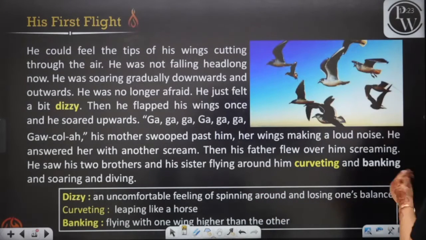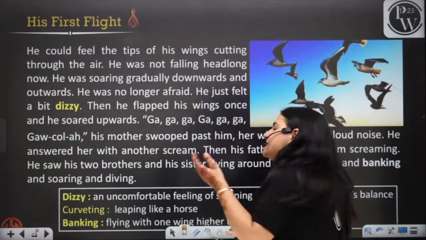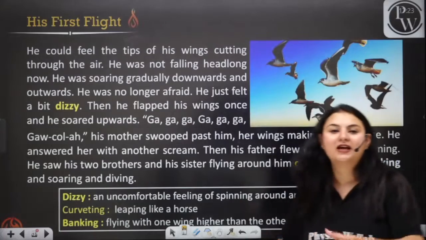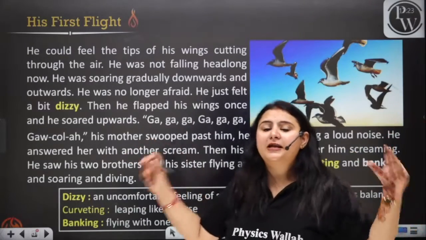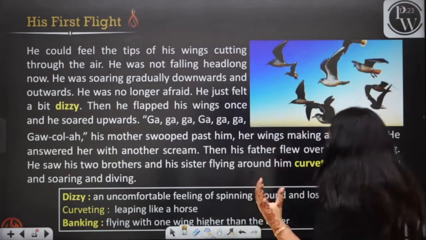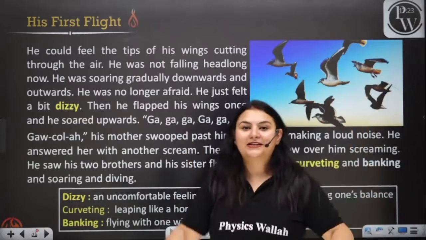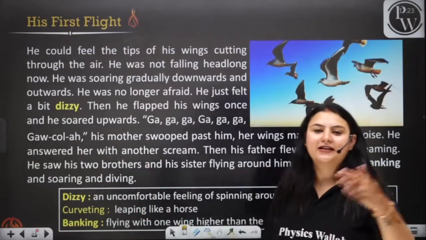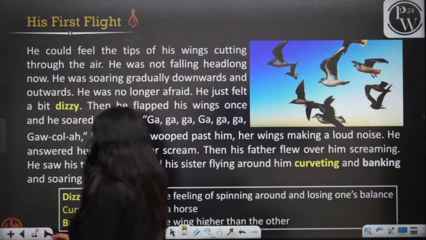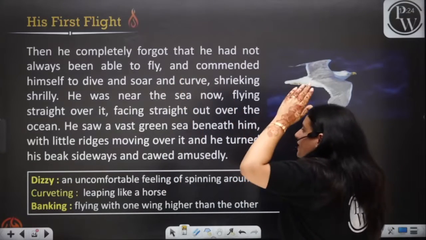Then his father flew over him screaming. He saw that his father was also happy, and he was also screaming. He saw his two brothers and his sister flying around him, curveting and banking and soaring and diving, and he could see that his whole family was celebrating. Curveting means leaping like a horse. They were actually doing their seagull dance, that yes, their brother has made it. Everyone was celebrating.